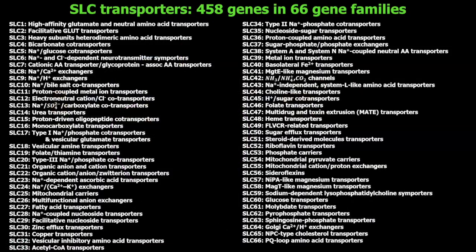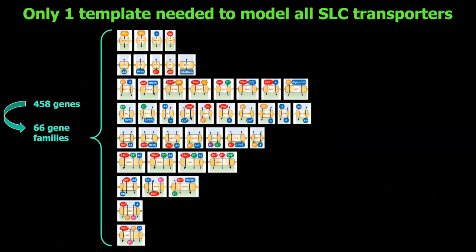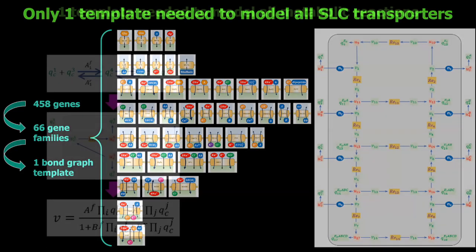But then when we look at the whole of the SLC family, nearly 500 genes and 66 gene families, which are transporting various small molecules across membranes throughout the body, if we look at the way those families are organized, in fact, the 66 families of those 500 genes all reduce to one bond graph template, depending on whether we cut it off here as a single ligand, a double ligand, a triple, or 4 ligands. So with one bond graph model, we can capture the function of all of those genes.